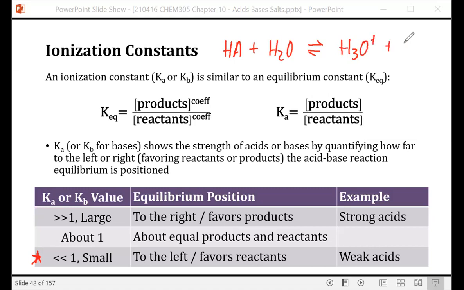H3O plus A minus. If your Ka value is small, that means that the concentration of reactants is relatively high and your concentration of products is low. So your reaction favors the reactant side or is pushed to the left, which tells you that not much of your acid is ionizing. If you're not producing much H plus A minus due to the ionization of the acid, that means you're not able to make much product. So weak acids have relatively small Ka or Kb values. And again, Ka is for acids, A for acid, and Kb is for bases, B for base.